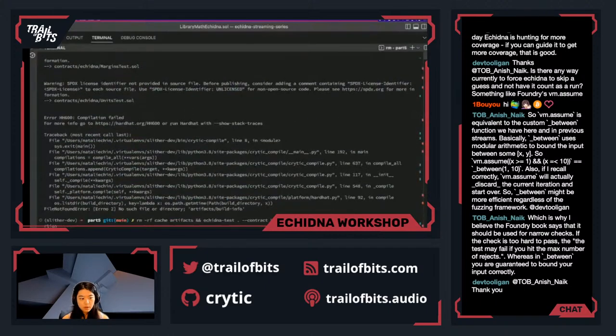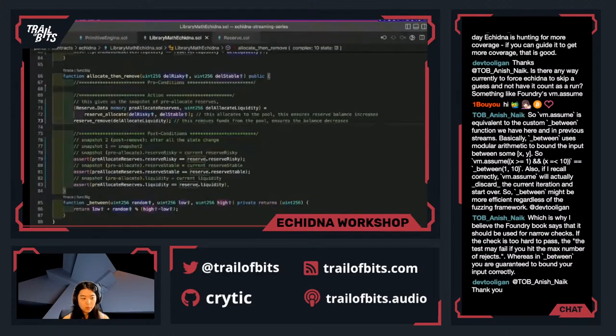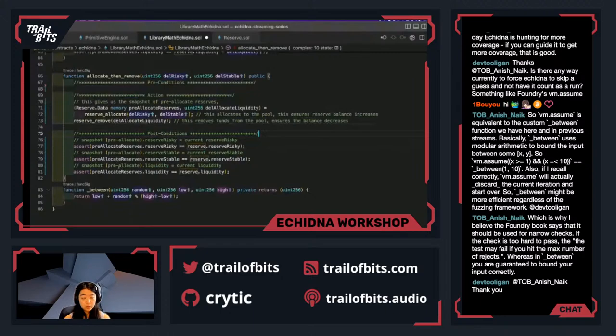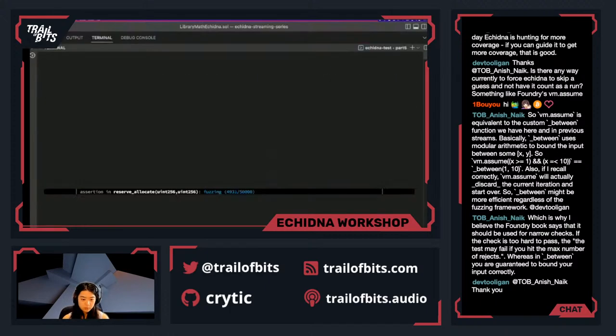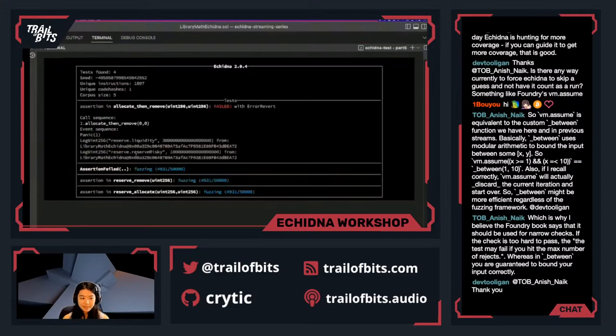Missing a semicolon. For the post conditions, what it's basically checking is that the snapshot pre-allocate of all of the specific values that should have been changed are equal after the inverse. So we can let that run. And immediately what it tells us is that something went wrong. Something within the allocate then remove with an argument of 0, 0 has failed.